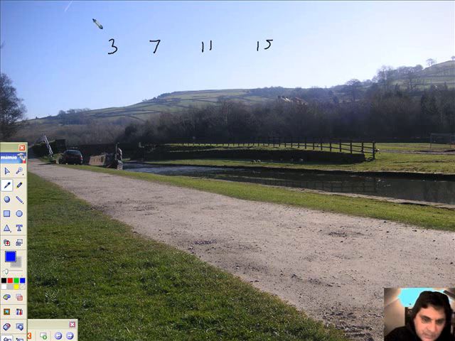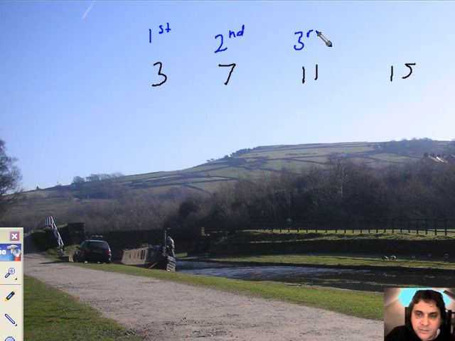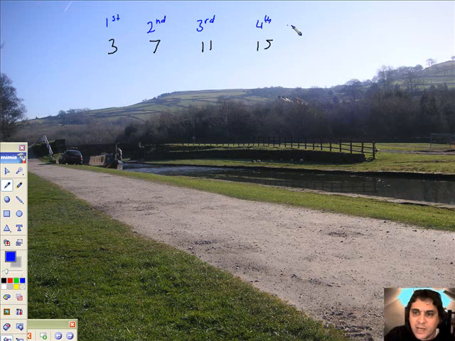Just to remind you, that's the first member of the family, term number 1. That's the second member of the family, term number 2. Third member of the family, and the fourth number along. And eventually just keep going forever and ever, and you'll find the nth term, so you can work out any member of the family, provided you know what the number is you've been given.